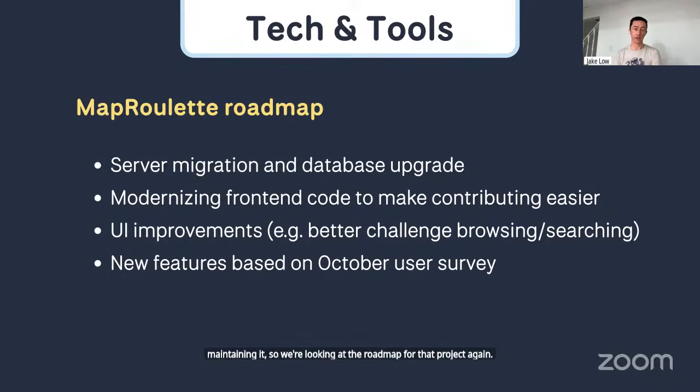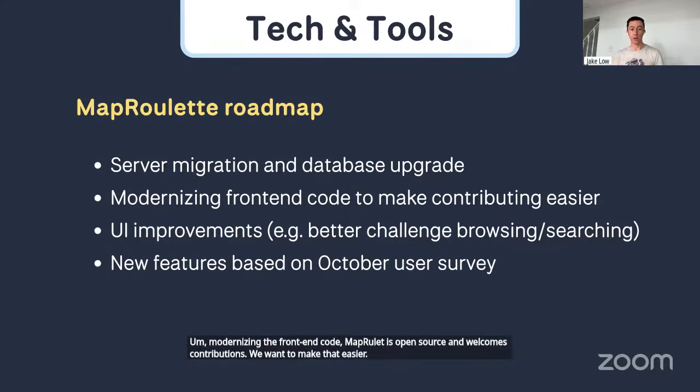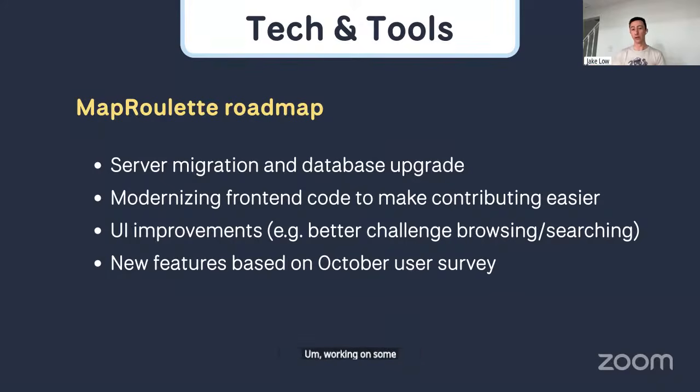One of the things, or several of the things, that are on the roadmap for MapRoulette in the coming months are a server migration and database upgrade, and modernizing the front end code. MapRoulette is open source and welcomes contributions. We want to make that easier. We're also working on some UI improvements around challenge browsing and searching, and some other new features that were requested by some of you who may have filled out the user survey that we sent out back in, I believe, October.